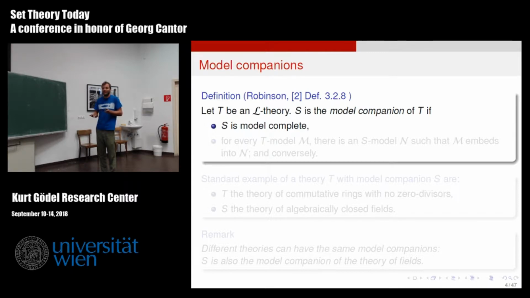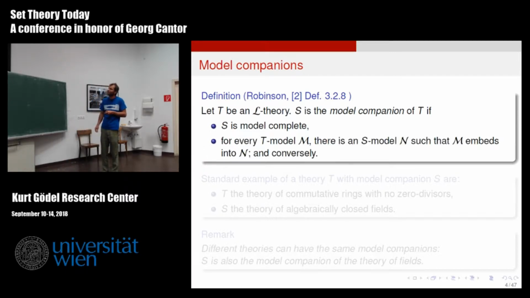So those are two theories which have different axioms, different models. It is well possible that a model of S is not a model of T, and a model of T is not a model of S. But there is a strict relation between them. What is this? What is the relation?